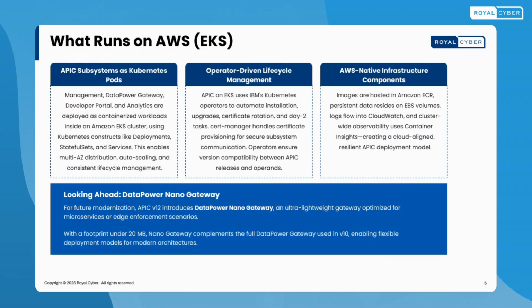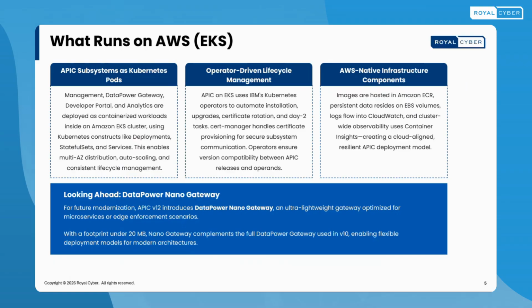Now, what runs on AWS? All four API subsystems, be it the management, the gateway, the developer portal, and the analytics, each of these runs as a containerized workload inside Amazon EKS. IBM's Kubernetes operator automates installation, upgrades, certificate rotation, and lifecycle, so each of these tasks is handled. Cert Manager handles certificate provisioning. AWS native services complete the setup: ECR for images, EBS for persistent storage, CloudWatch for logs, Container Insights for metrics. This gives us consistency, automation, and high availability by design.